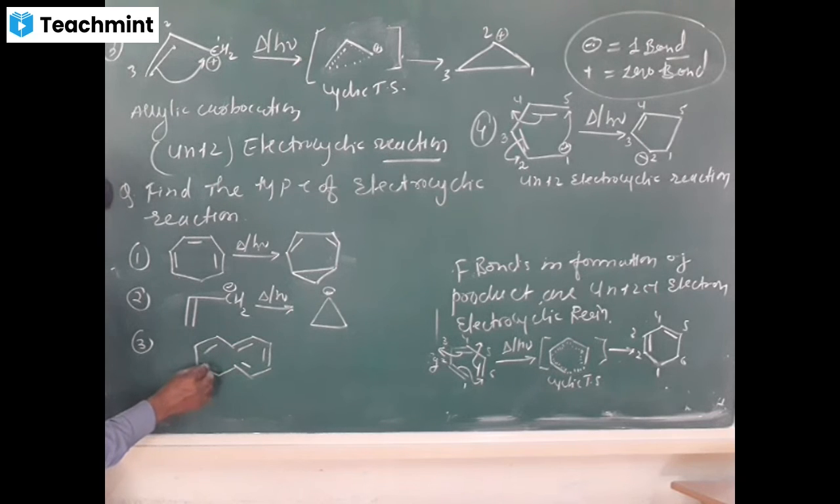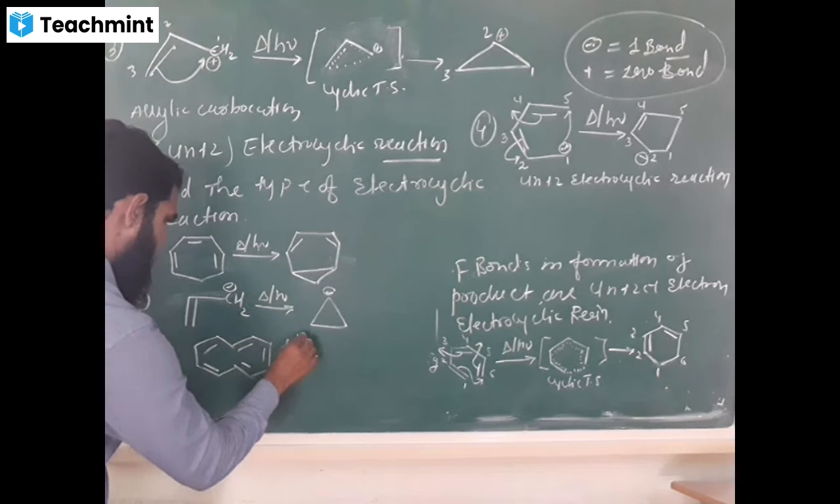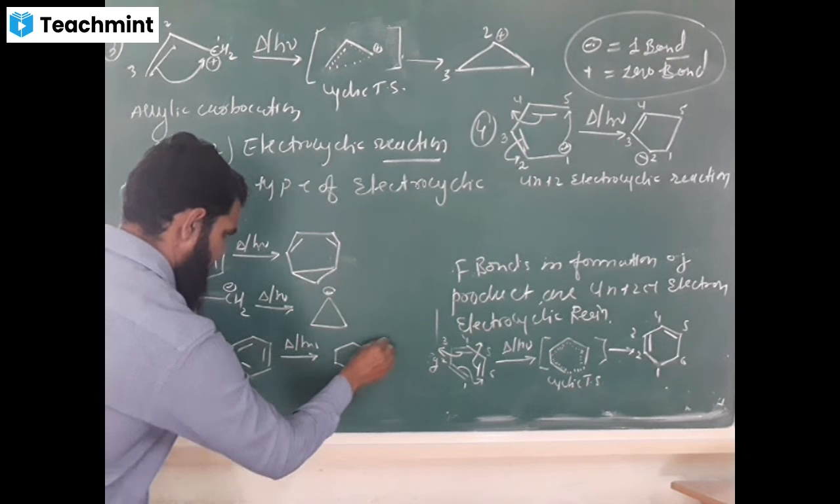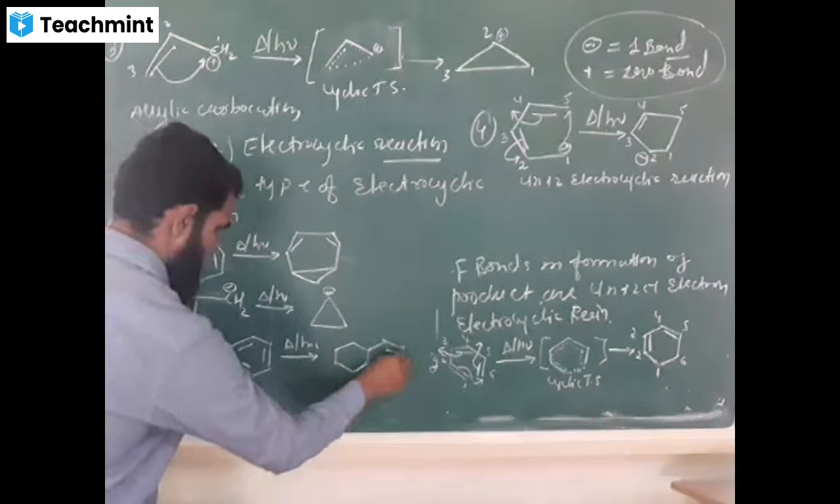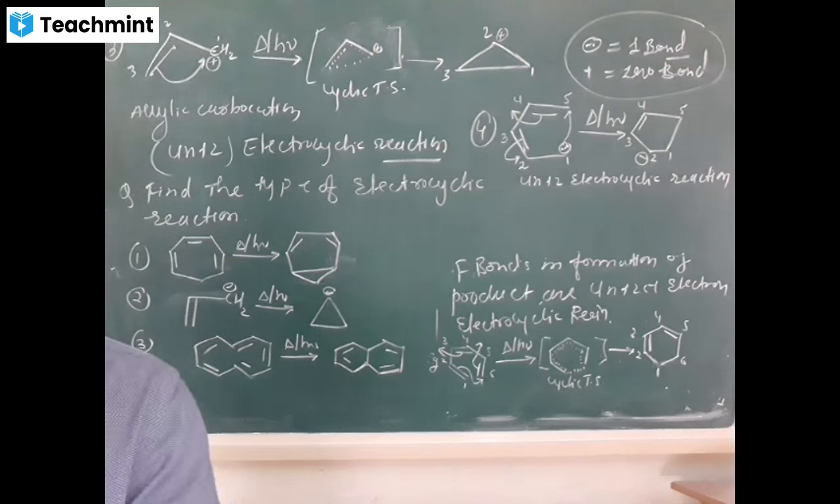Continuous conjugation is there, and if we heat it or supply light radiation, what will we get? We will get this type of product. Find the systems in these 3 examples. Okay, so we'll stop here.